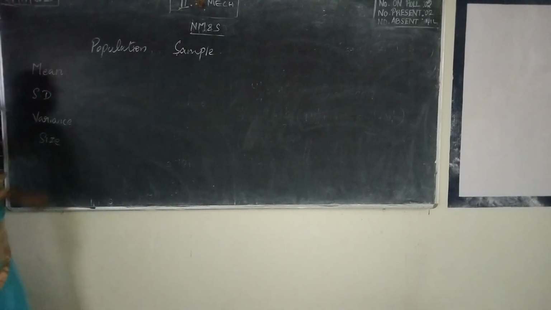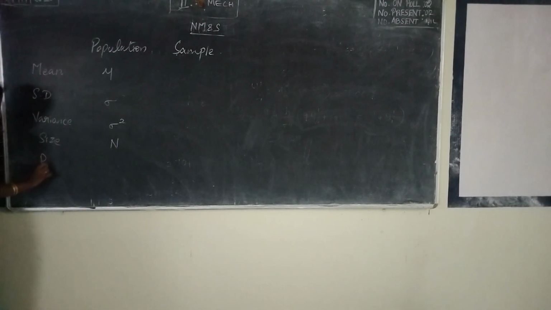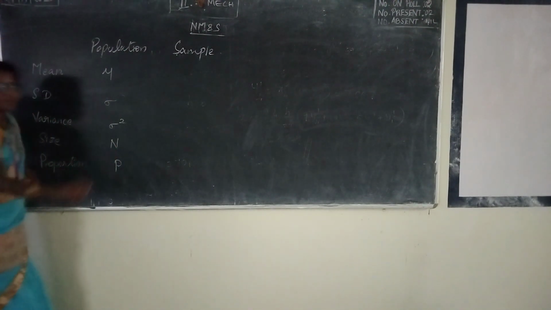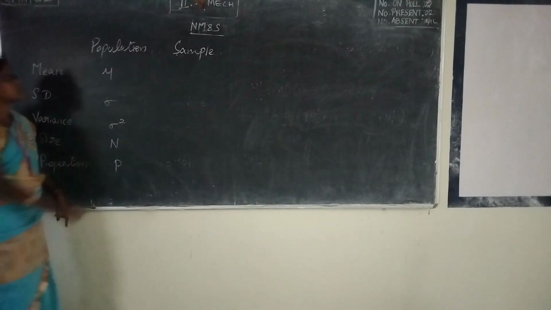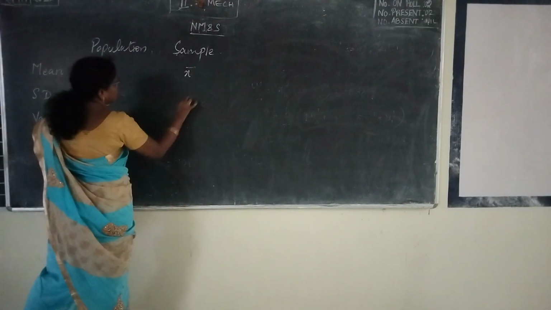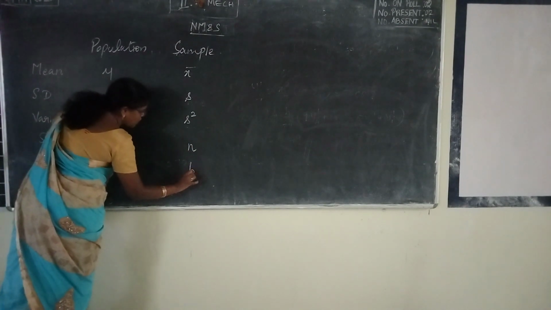For population, the mean notation will be mu. Standard deviation will be sigma. Variance will be sigma square. Size will be capital N. And you can include one more, which is called proportion. Proportion is nothing but probability, the chance of something to happen. For population, it is denoted by capital P. Just listen first. So for sample, the notations will be x bar, small s square, small n, small p.